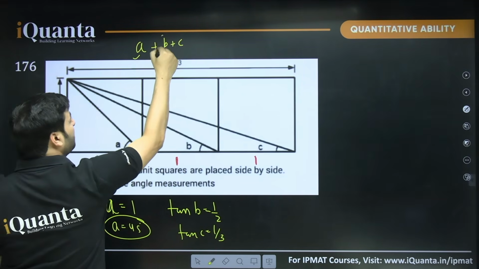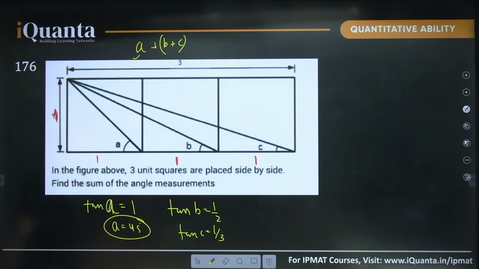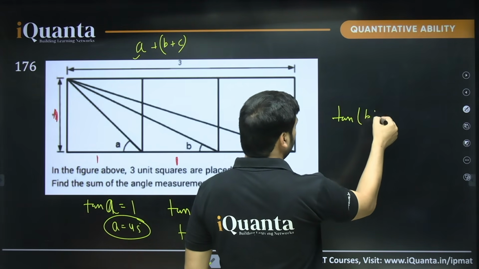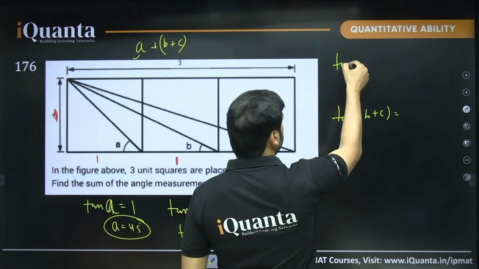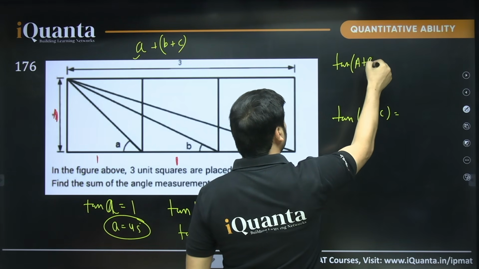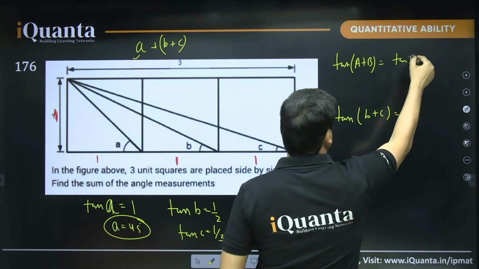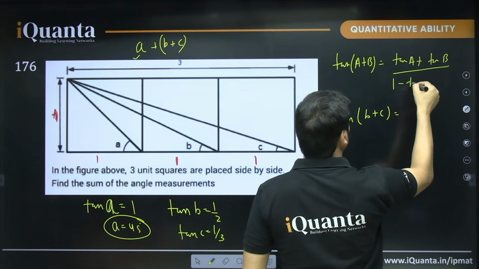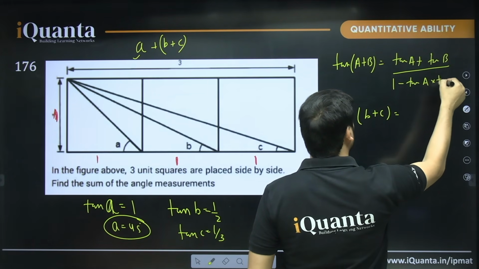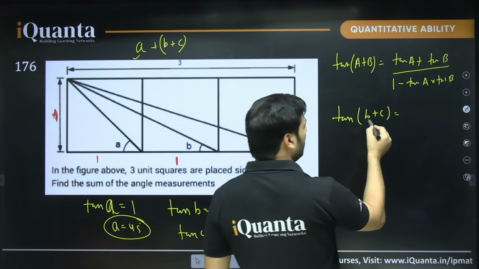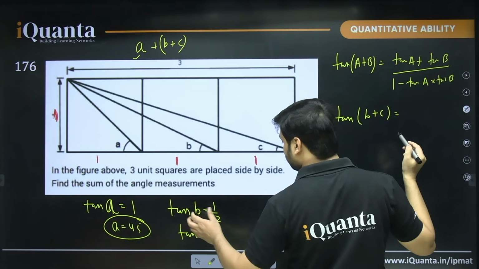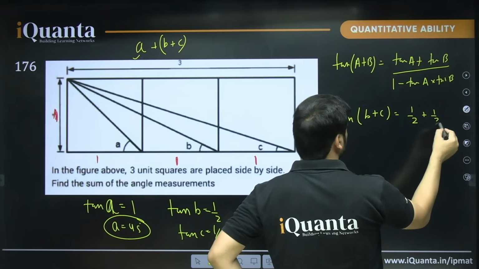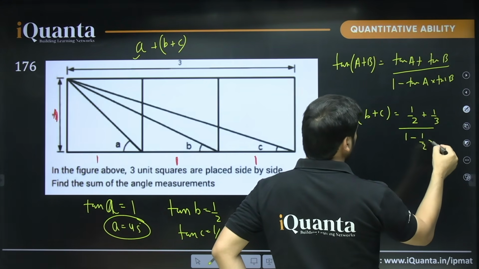A I have already got 45, I am looking for B plus C. So can I just think of 10B plus C? You know the formula of 10A plus B, isn't it? Can I do it here? 10B plus C will be 10B plus 10C upon 1 minus 10B into 10C.